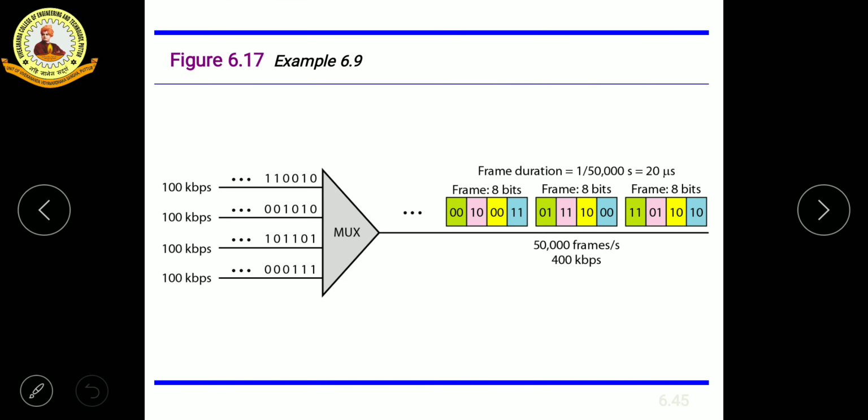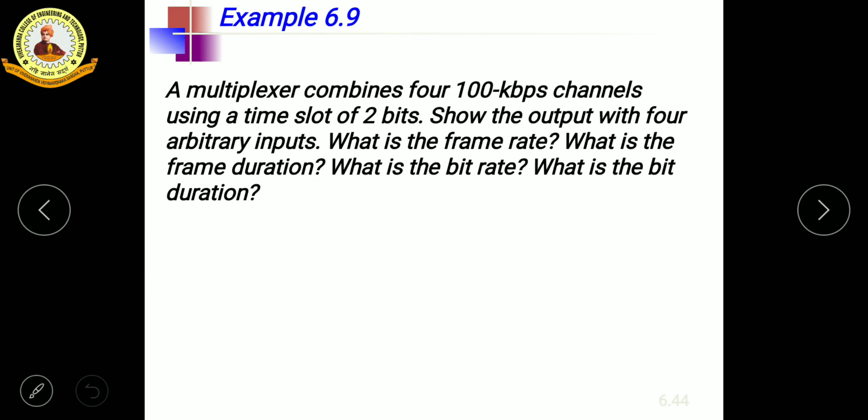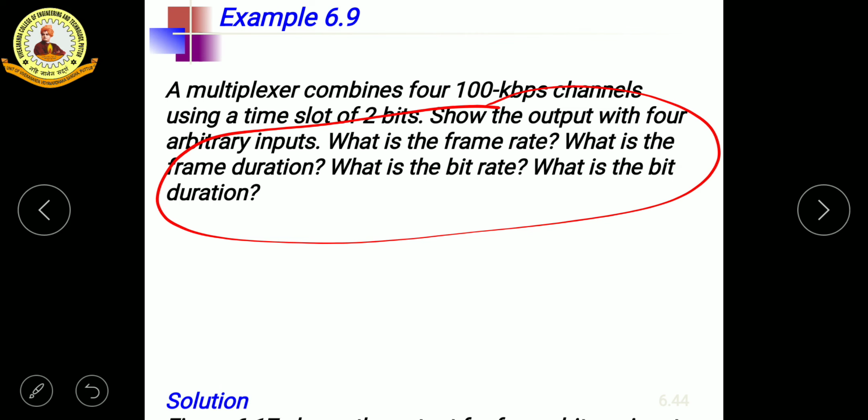I think we have a figure for this. Yeah, we have a figure for this. Whatever I have drawn in the previous slide is represented. We have 4 input sources, we have a mux, and each frame is having 8 bits. In one time slot the sender is sending 2 bits in its time slot. We have some questions asked in the previous slide. We have to answer these parts. We'll answer one by one.